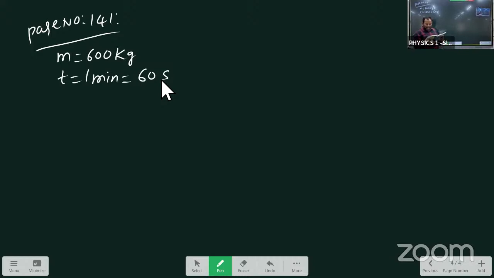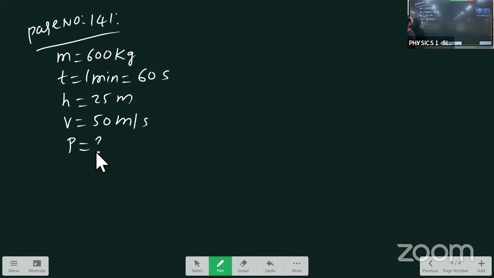Mass of water 600 kg per minute from a well 25 meter deep, and to eject it with a speed of 50 meter per second. Water is coming outside with 50 meter per second. Calculate the power required to perform the above task. What is the power? Power equals question mark.